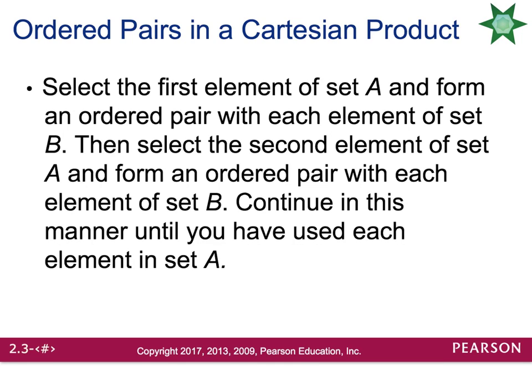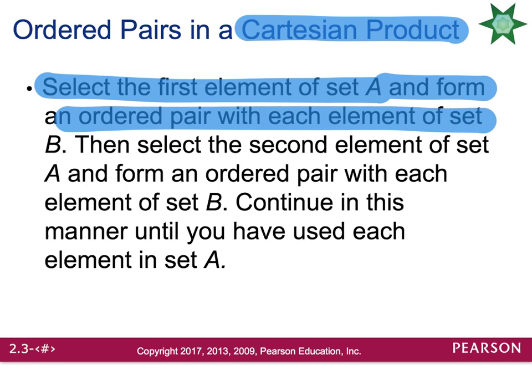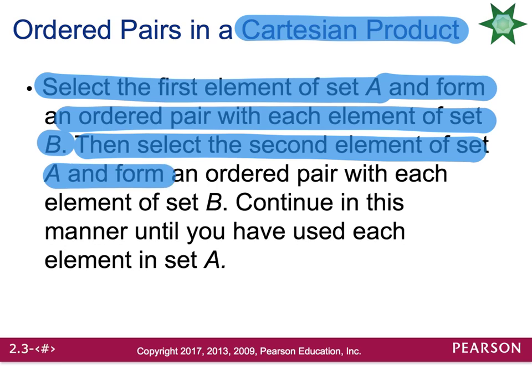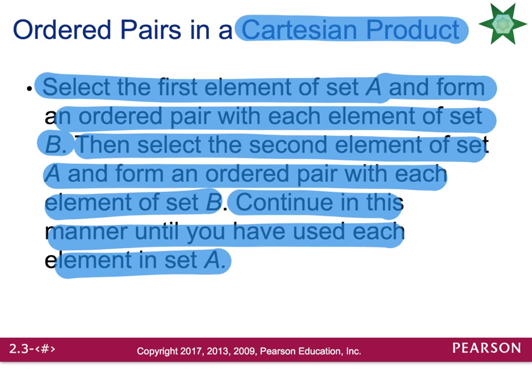Okay, next thing we'll look at is called the Cartesian product. When you think of this, think of combinations. So we select the first element of set A and form an ordered pair with each element of set B. Then we select the second element of set A and form an ordered pair with each element of set B. We continue this until we have used each element in set A. So basically, we're trying to pair them off for each possible combination.